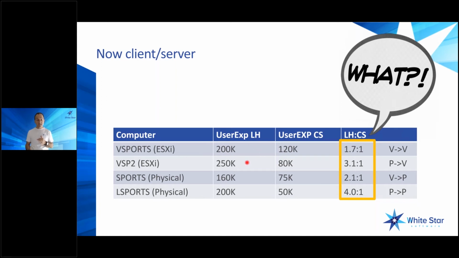Now for this guy here, VSP2, I've got one of the physical laptops talking to that database, client server, and here I dropped from 250,000 to 80,000 reads per second. And then here, interestingly, going from a virtual machine to a physical machine, I lost about 50%, down to 75. And here, wow, now this really surprised me. Going from my physical PC to my physical laptop, we dropped by a factor of 4, from 200,000 reads per second to 50,000 reads per second.